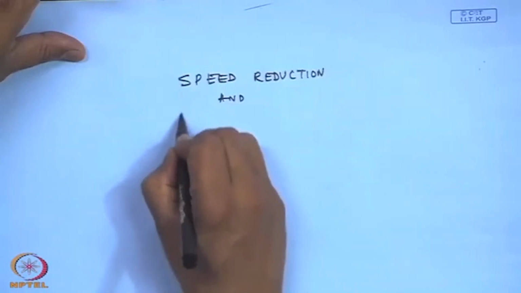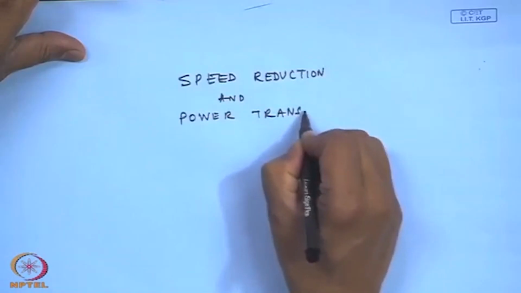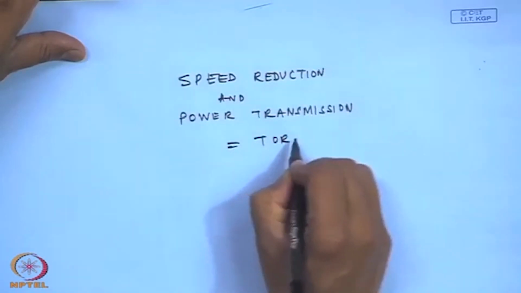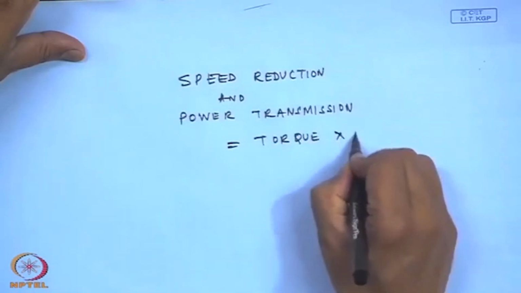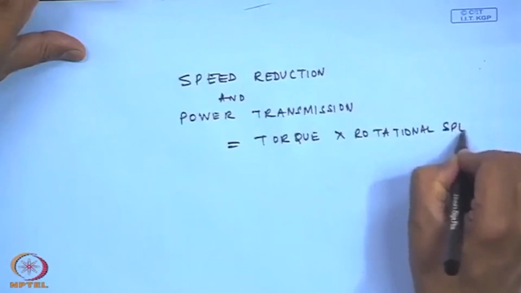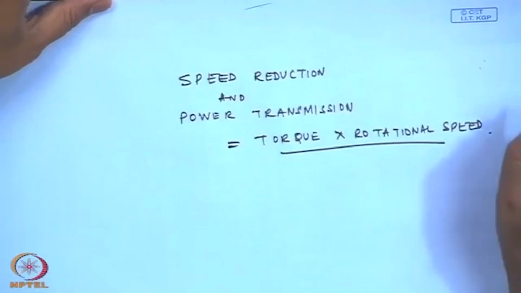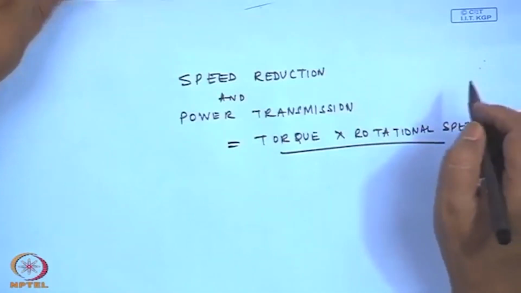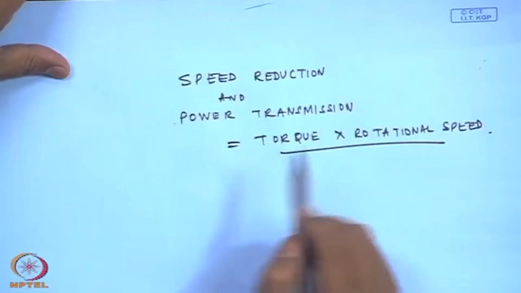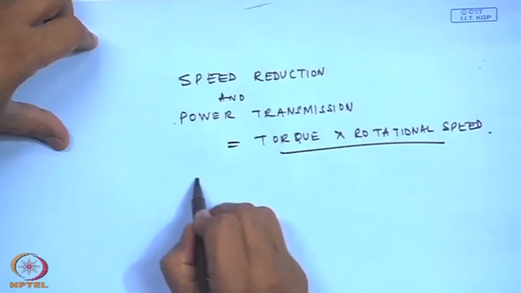And of course, power transmission, which is nothing but the torque times the rotational speed. So, essentially gearboxes are used to transmit power by playing with these parameters, changing rotational speed and torque for a given power. Now, another important feature of this gearbox is the direction of power transmission.